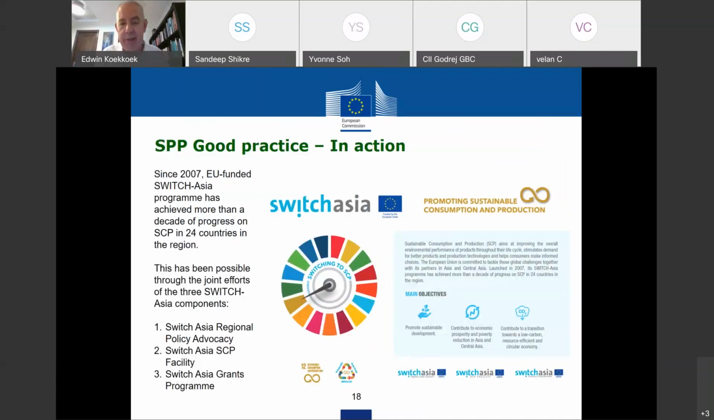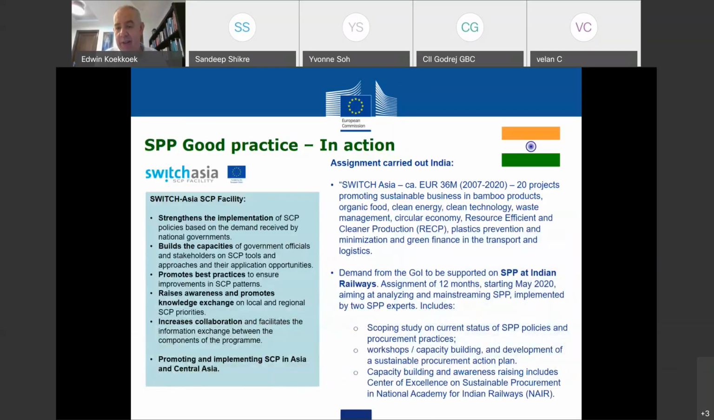So let me quickly move to some things that we do in the area of green procurement in India. It's important to mention the Switch Asia project, which is a project aiming at promoting sustainable consumption and production, and it's a regional project working on sustainable consumption and production in 24 countries. It's a project of 36 million euros for the period 2007 to 2020, and actually we recently started with one of the projects in India. It was a demand from the government of India to be supported on sustainable public procurement at Indian railways.